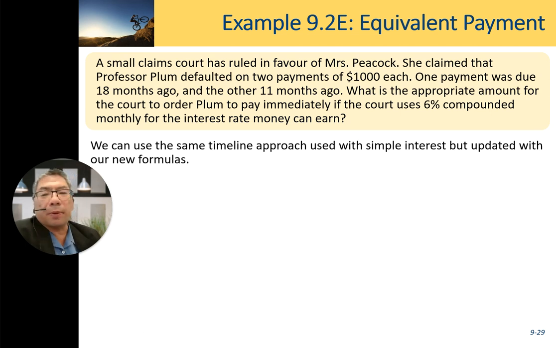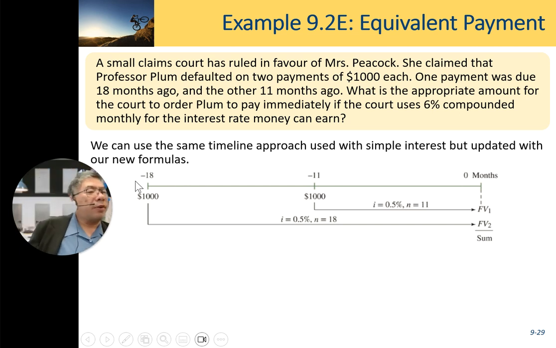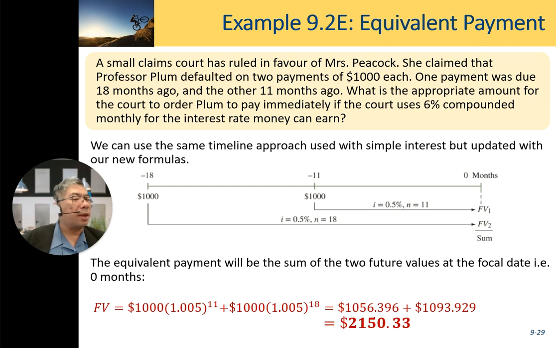The formula will be: the first one is 1,000 minus 18, and the other is 1,000 minus 11, because they defaulted 2 times. Okay. You're going to draw a timeline. The first one is 18 months ago, and the second one is 11 months ago. So you're going to look at the sum of future value 1 and future value 2. The focal date there is 0 months.